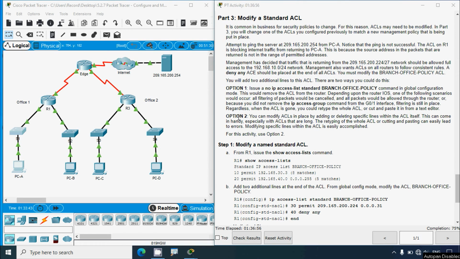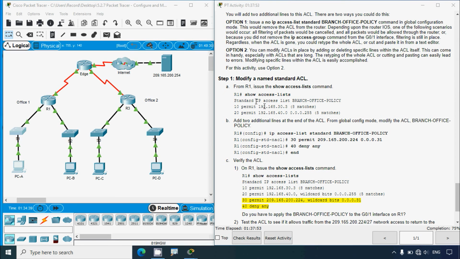Here we can see option 2, and this is the best. You can modify ACLs in place by adding or deleting specific lines within the ACL itself. This can come in handy, especially with ACLs that are long. Retyping the whole ACL or cutting and pasting can easily lead to errors. So we can go with this second option. Modifying specific lines within the ACL is easily accomplished. For this activity, use option 2.